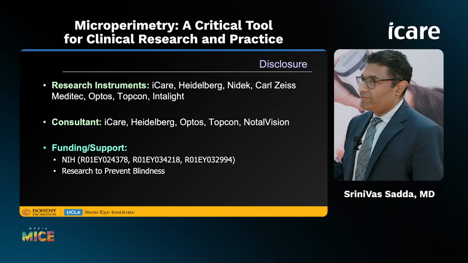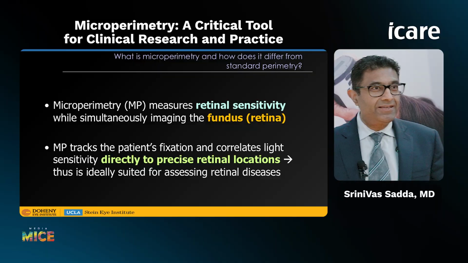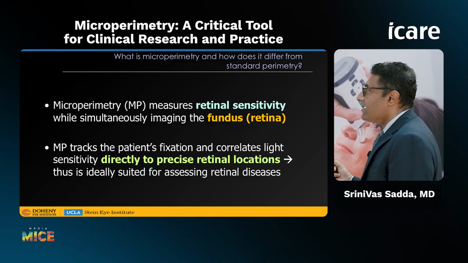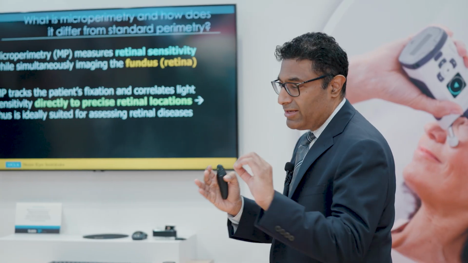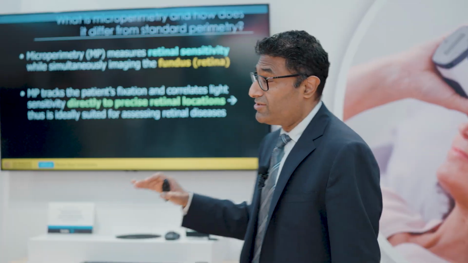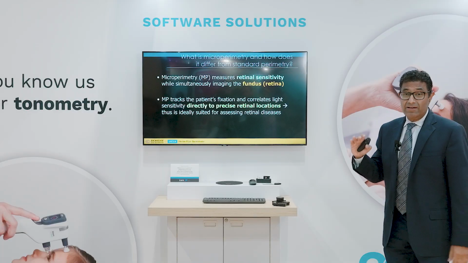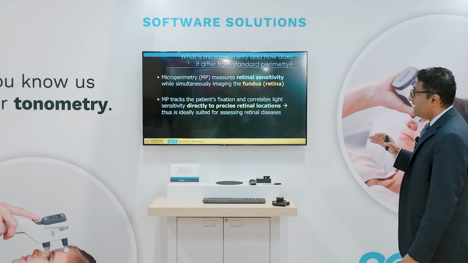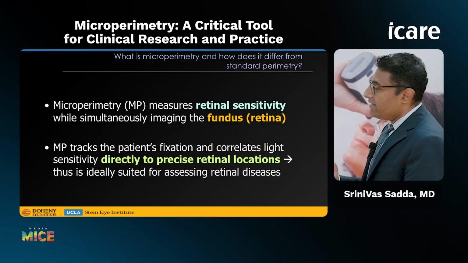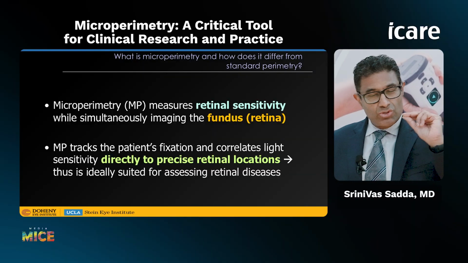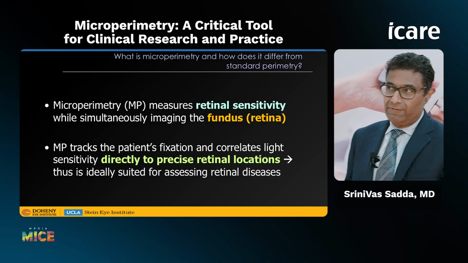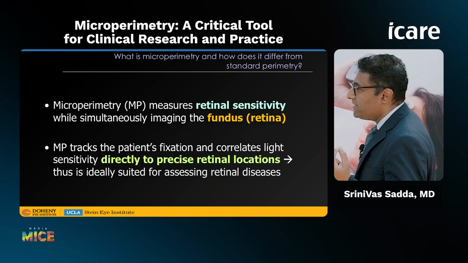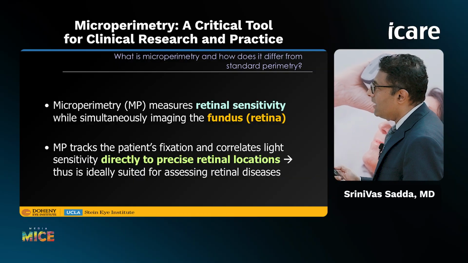And so I want to first start with the basics of what is microperimetry. This is really, especially in how it differs from standard perimetry, about measuring the retinal sensitivity simultaneously while imaging the fundus. What that means is you're precisely tracking where the information is coming from, which is quite a big difference from how standard perimetry is done.